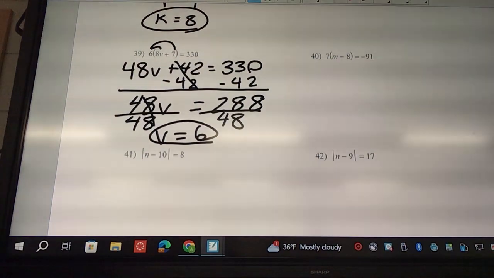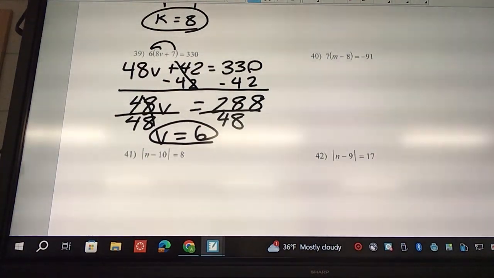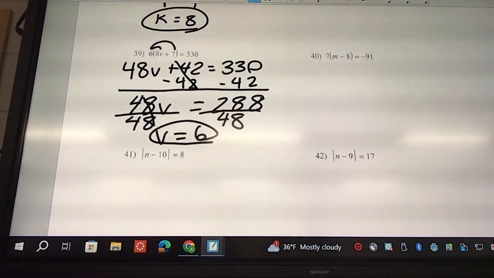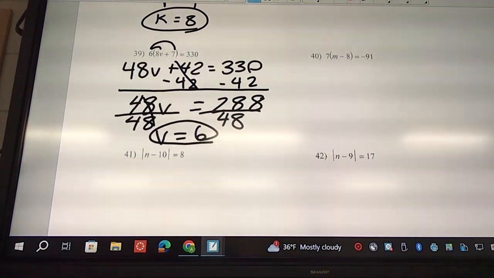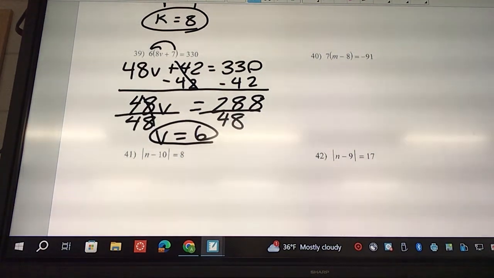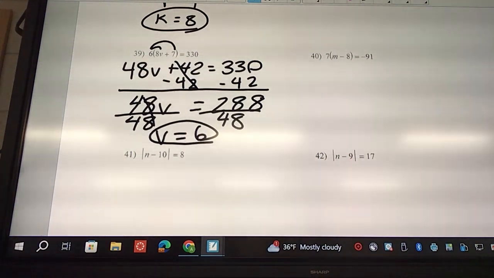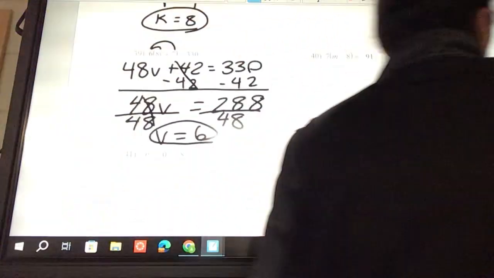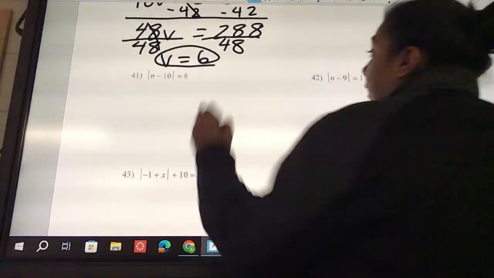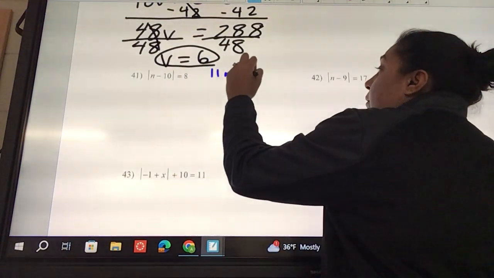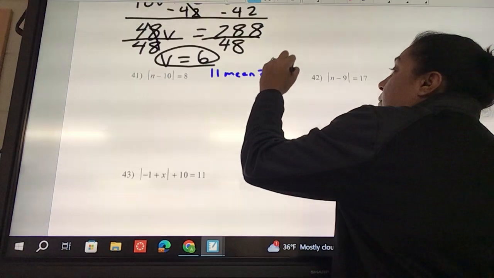Okay, 41, 42, 43, 44. Okay, what do the bars mean to you? There are 2 answers. Okay, so that is a note that you may need. You guys shouted that really fast, so maybe not. Okay, so bars mean 2 answers.